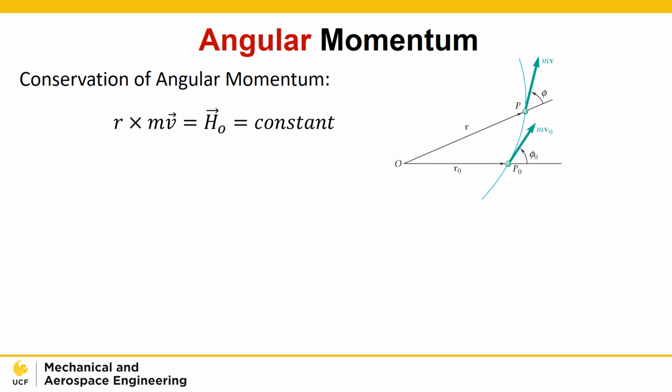Recall that the angular momentum vector is perpendicular to the plane containing the position vector r and the linear momentum vector mv. Therefore, its magnitude is equal to r mv sine phi, where phi is the angle between the position vector and the linear momentum vector.